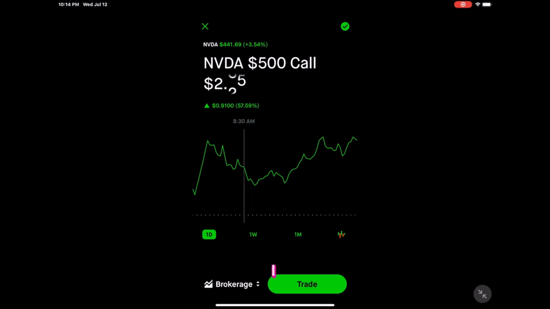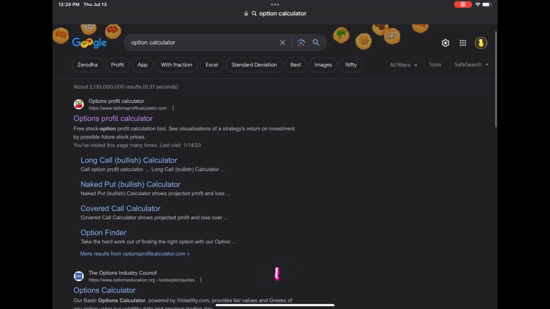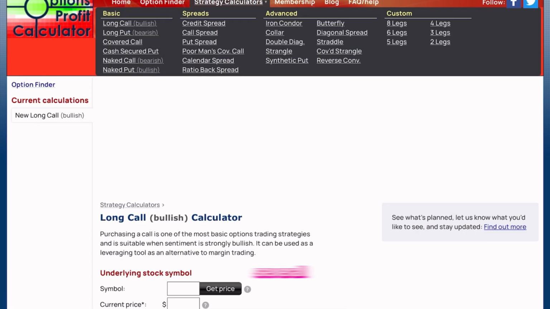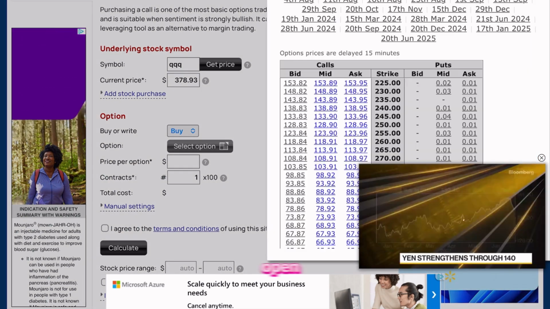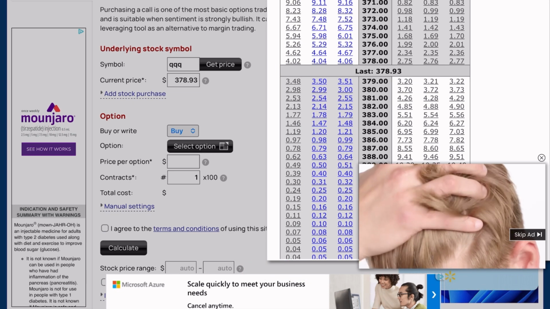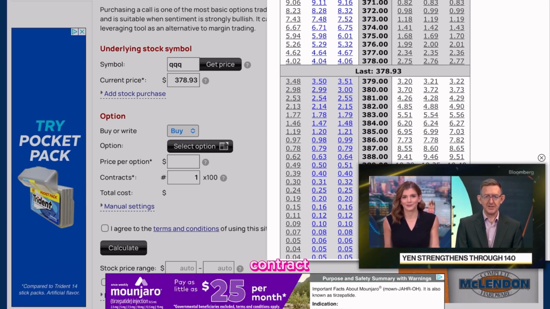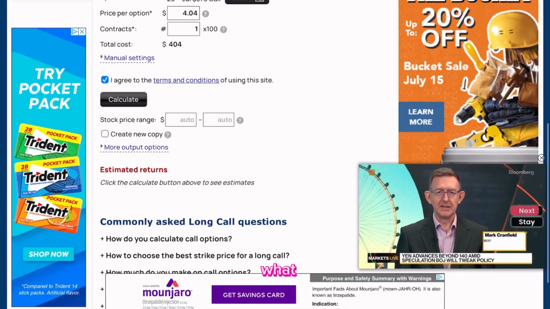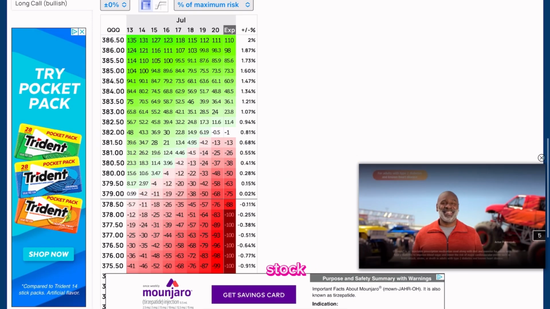Now, this is a website I like to use a lot when making a play. When I see an opportunity, I don't just jump in. I take several steps before I jump in. One of the steps I like to do is open up an option calculator. These option calculators allow you to put in the position that you want to buy, whatever contract you want to buy, and it gives you a visual diagram of what would happen, how much money you would gain or lose depending on how the stock would move.